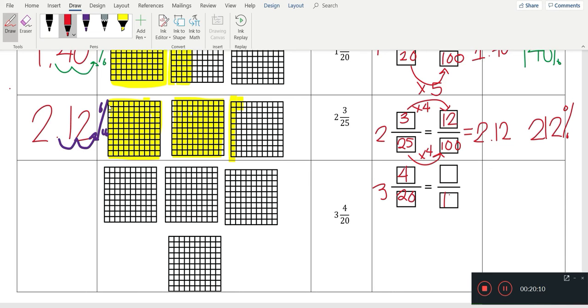Of course, this is always 100. How many 20s are in 100? Okay, it's 5. Therefore, multiply this by 5 also. So 4 times 5 is 20. So I have now 3 here as a whole. So 3 wholes and 20 over 100. So I will write here as a decimal 3.20.